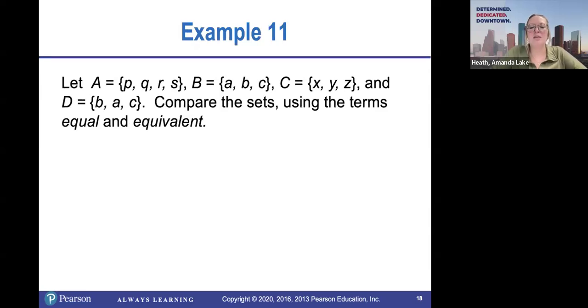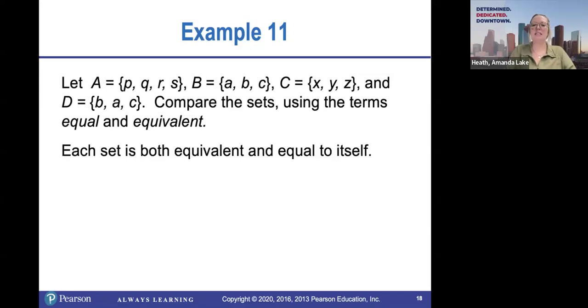All right, so if we think about these 4 sets, A is PQRS and B is ABC, C is XYZ, and D is BAC, then compare the sets using the terms equal and equivalent. So the first thing we can say about all of these sets is that each set is going to be both equivalent and equal to itself. So A is equal to A, B is equal to B, C is equal to C, D is equal to D, and A is equivalent to A, B is equivalent to B, C is equivalent to C, and D is equivalent to D. So off the bat, we can always say that about a set in itself.